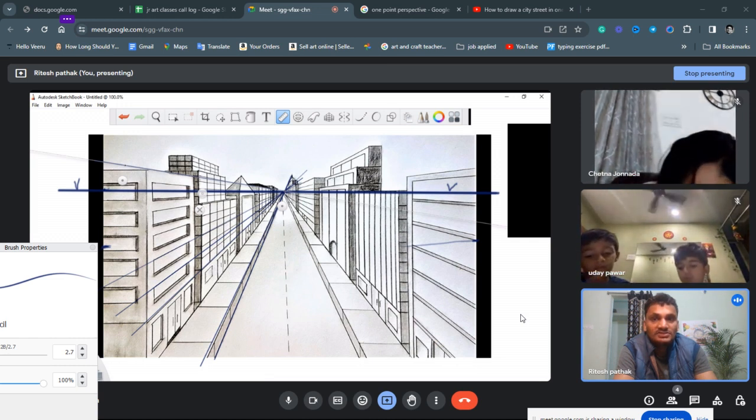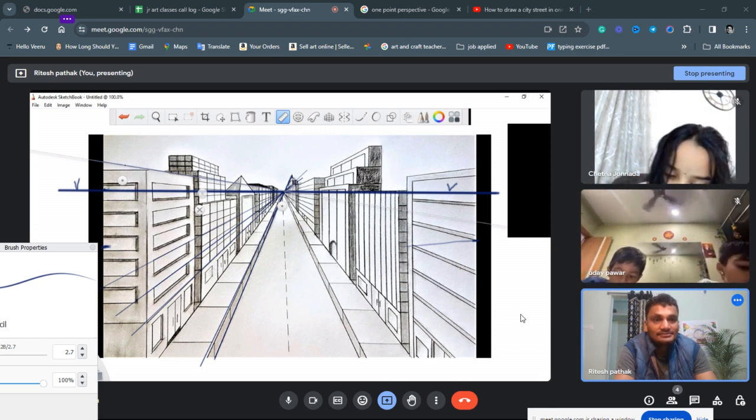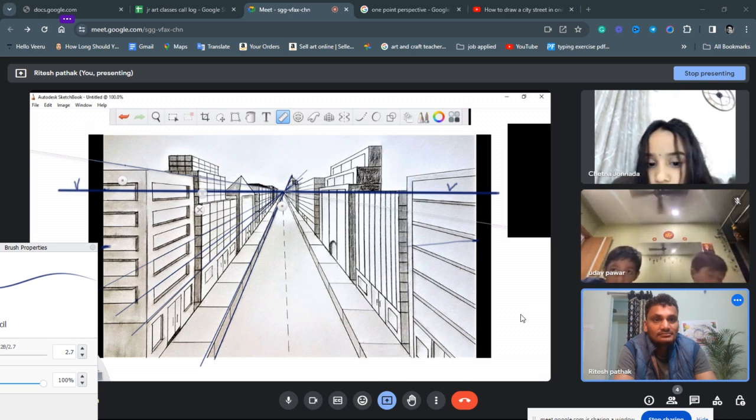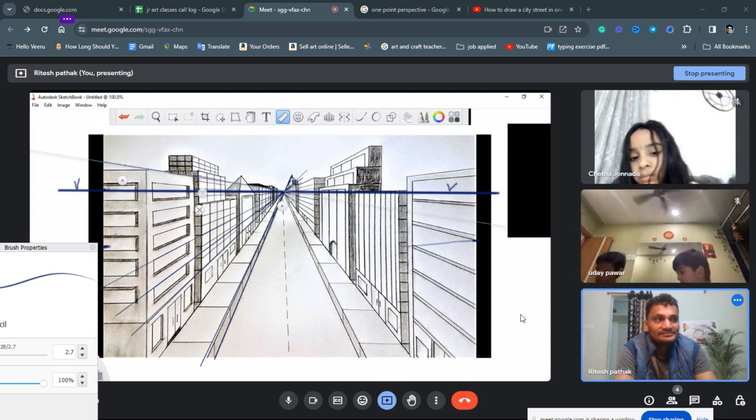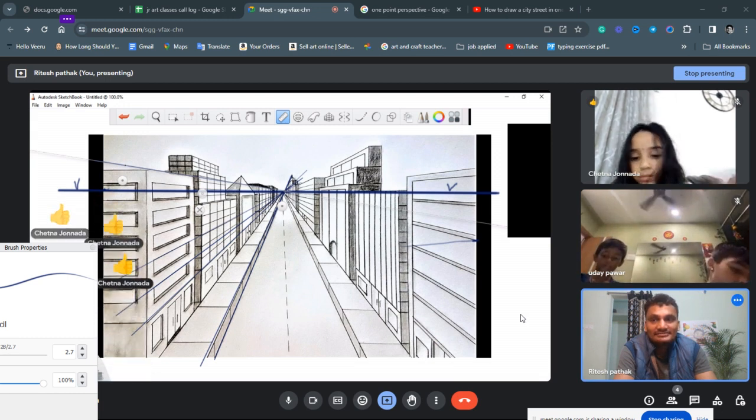See how these big buildings are there, but if we understand the technique of lines, it's very easy, isn't it? Yes, sir. Yeah. Chetna, I'm waiting for a nice result, Chetna.